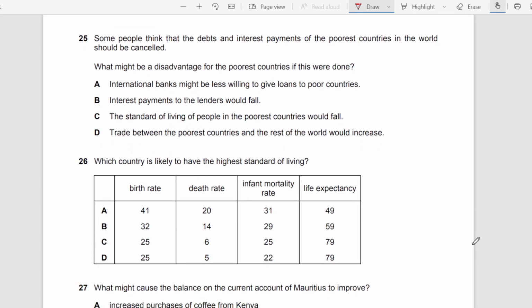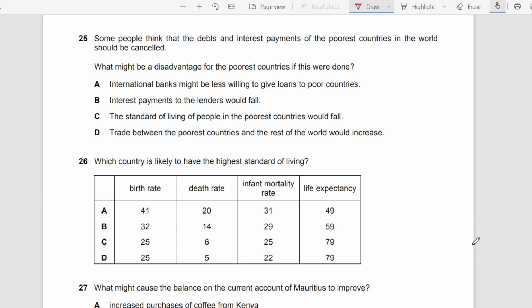Alright, let's look at question number 25. Some people think that the debts and interest payments of the poorest countries in the world should be cancelled. Okay, this is interesting actually. What might be the disadvantage for the poorest countries if this were done? Mainly this is an advantage, because they will not have any debts to service, and they can get rid of all the interest payments that they have to make on these debts. International banks might be less willing to give loans to poor countries.